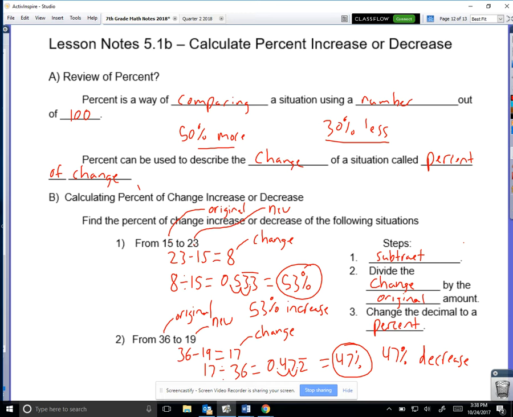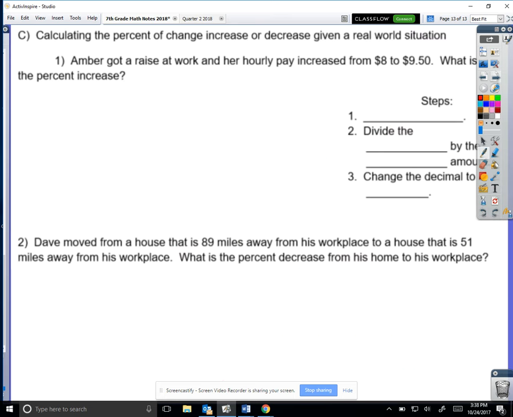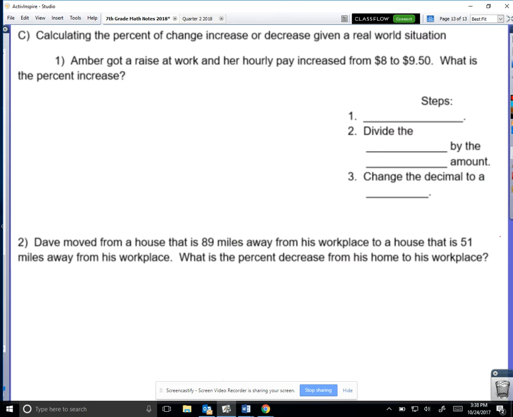Okay, now let's take a look at some word problems with these, because I think that makes a little bit more sense when we check out this in some word problems. All right, there's my word problems right there. That's what I wanted. Okay, here's our very first one. Amber got a raise at work, and her hourly pay increased from $8 to $9.50. What is the percent increase? Okay, so there's our question.